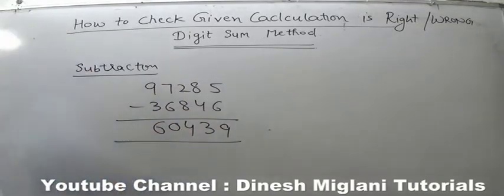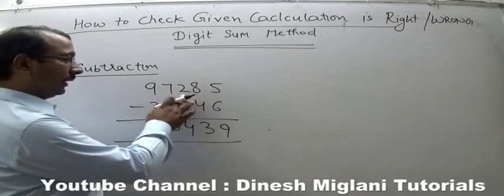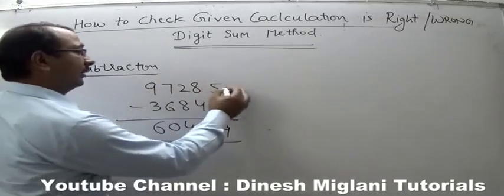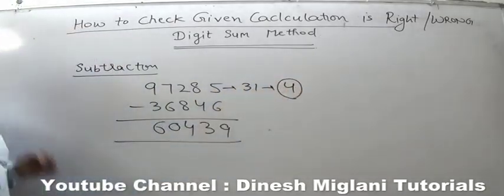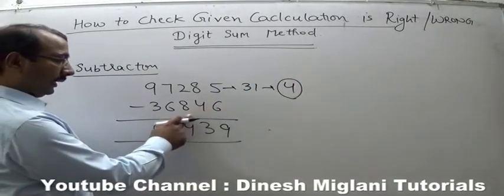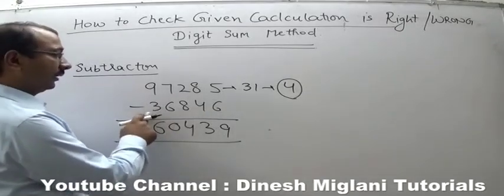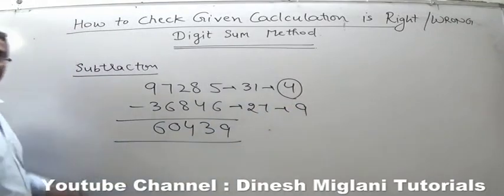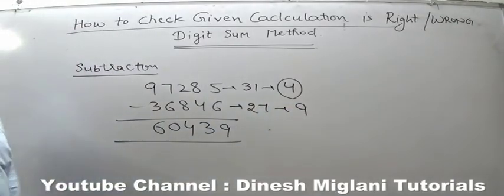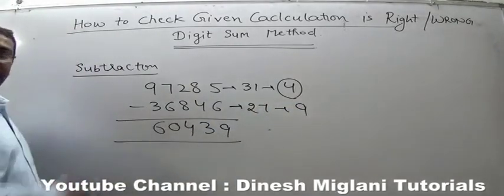That's my subtraction, right? Now let us try to apply the digit sum method in order to check whether my subtraction is right or wrong. 5, 8 is 13, 2 is 15, 7 is 22 and 9 is 31. 3 plus 1 is 4. So here I have taken my digit sum to be 4. Take the next one: 6 plus 4 is 10, 18, 6 is 24 and 3 is 27, and 2 plus 7 is 9, right? That is 4 and that is 9. Okay. Now take the concept from here.